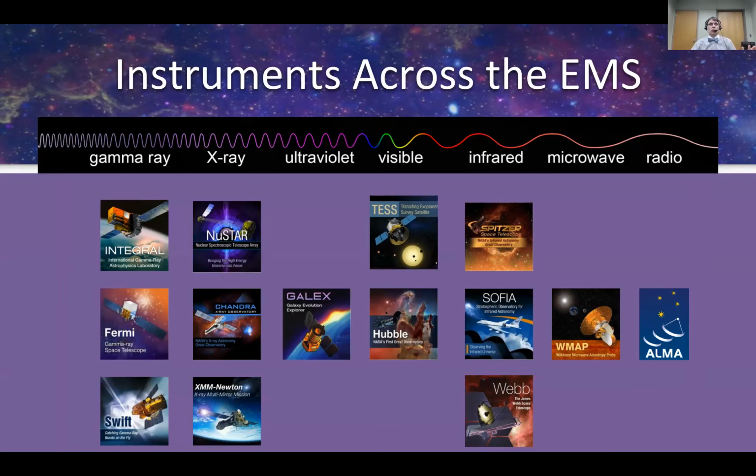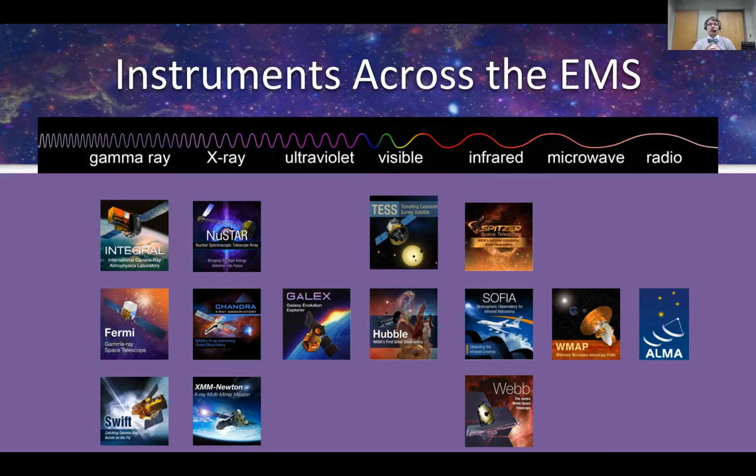Integral, Fermi, Swift are all in the gamma ray, NuSTAR, Chandra, XMM-Newton are all collecting X-ray. And I should mention as well that some of these missions will actually spread out a little bit. For example, you can see Hubble down in the visible. Well, Hubble does reach into the ultraviolet light, and it does reach into the infrared just a little bit, but it's primarily there in visible light. And you can see some upcoming things too, like the James Webb Space Telescope, which has been big on the minds of astronomers across the world recently.